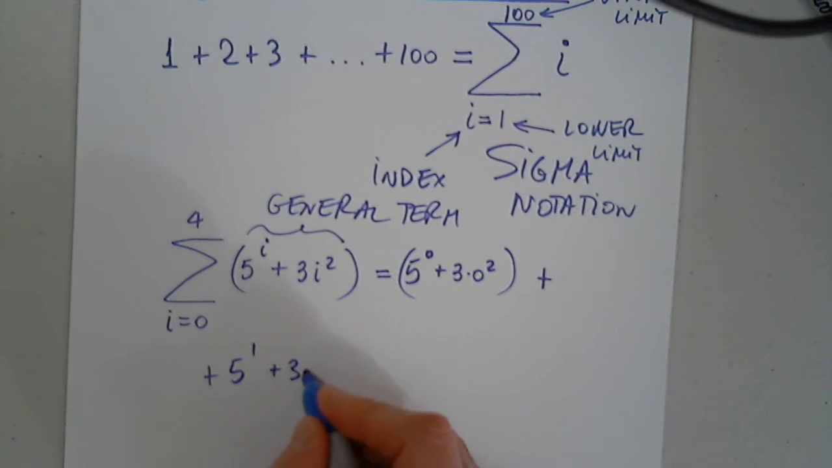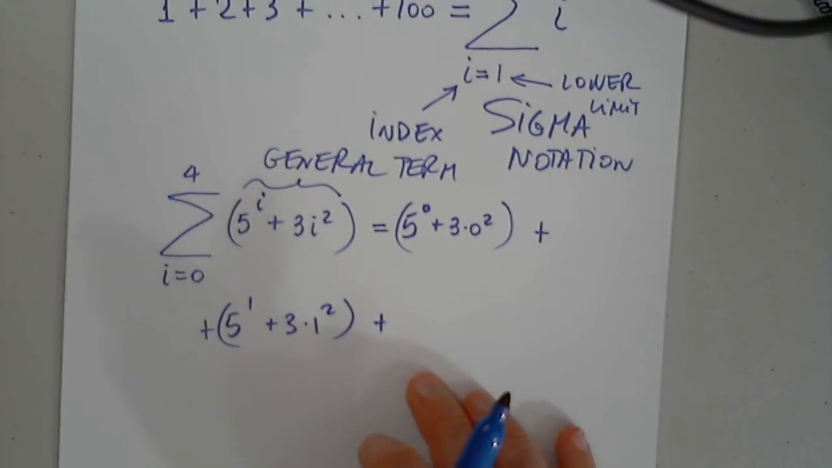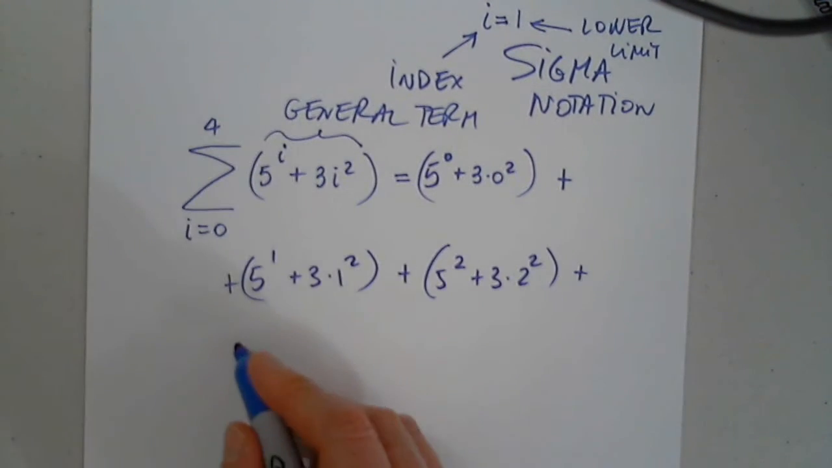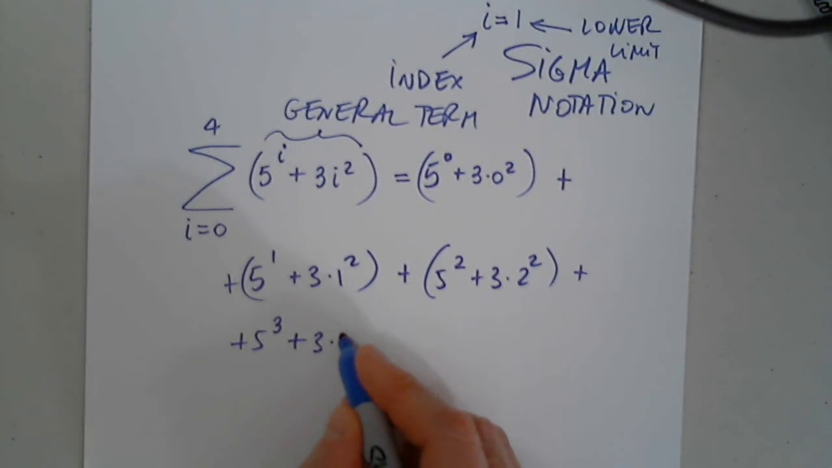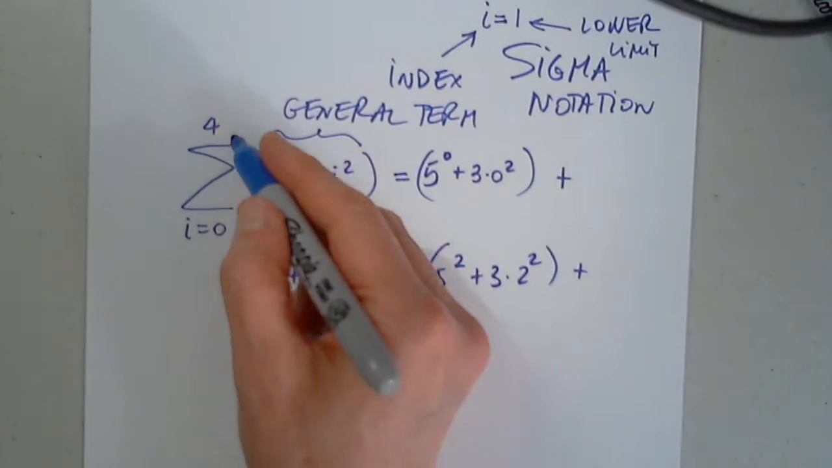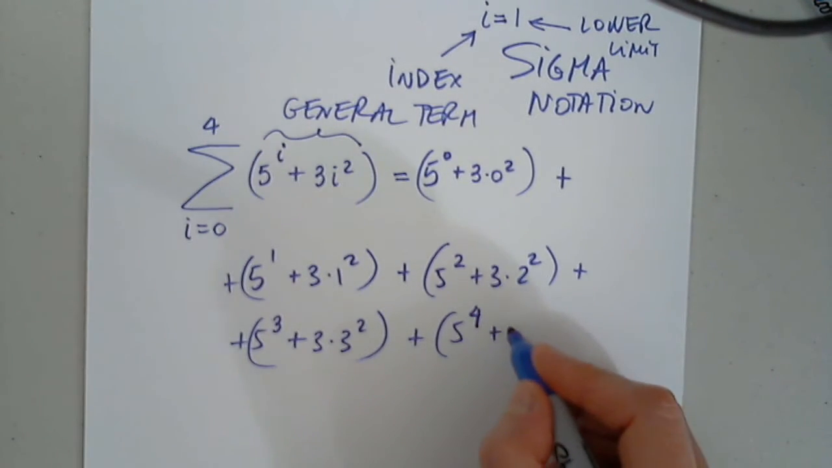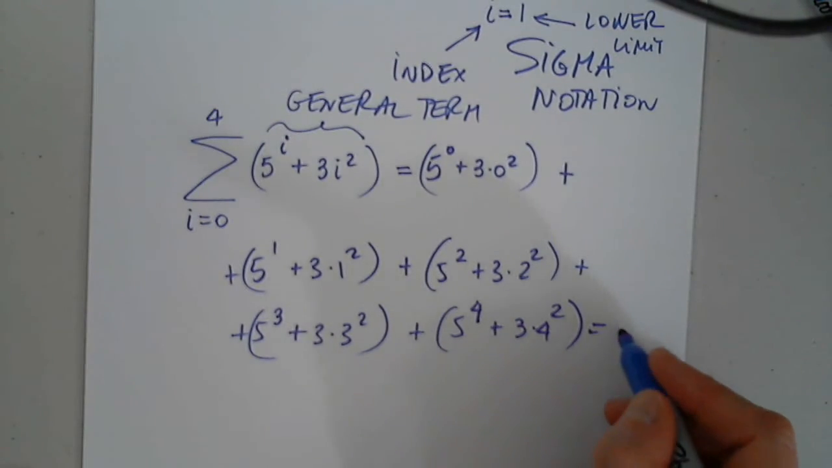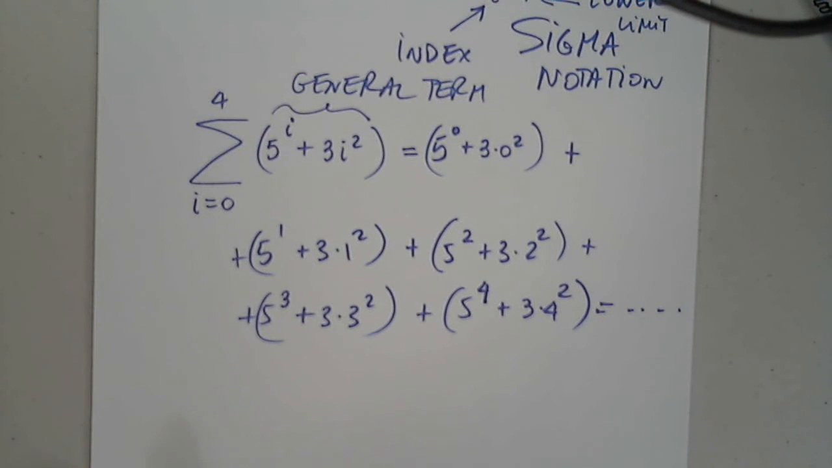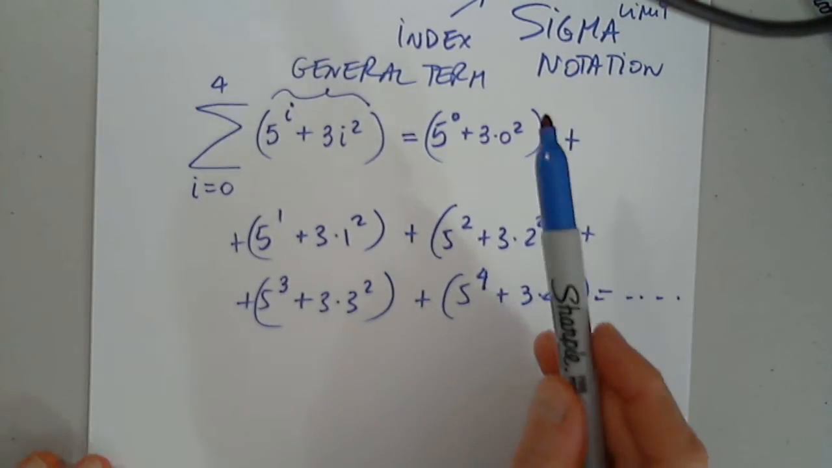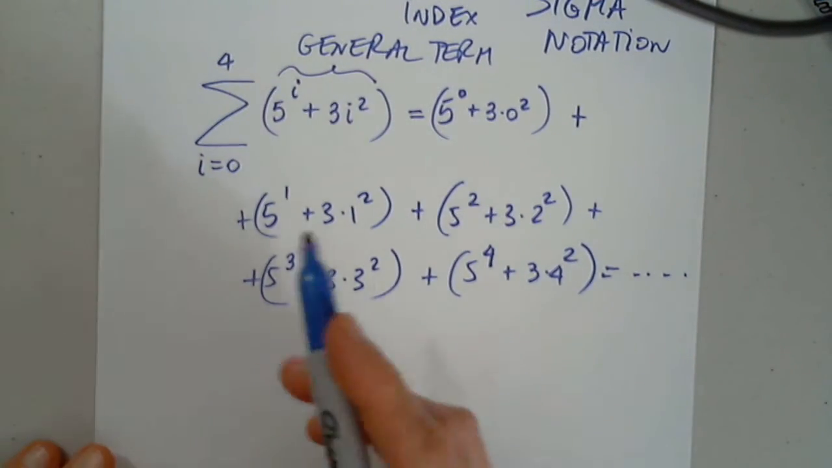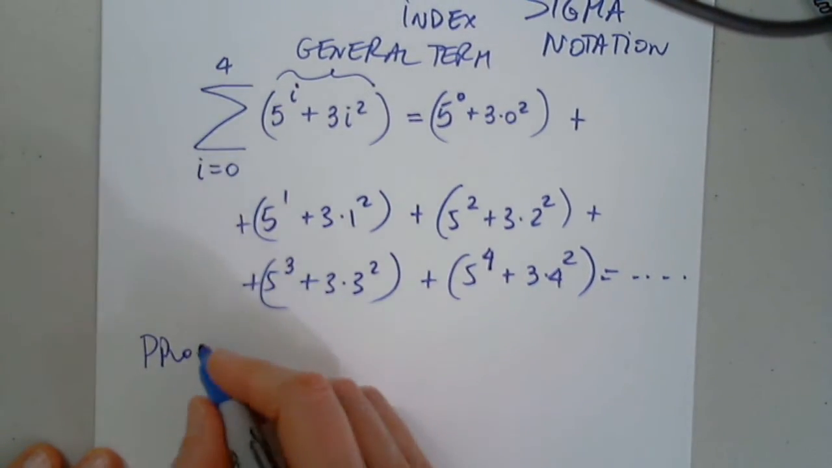5 raised to 1 plus 3 times 1 squared, plus. 5 raised to 2 plus 3 times 2 squared, plus. 5 raised to 3 plus 3 times 3 squared, plus the last one, 5 raised to the 4th power plus 3 times 4 to the 2nd power. And of course, I can calculate and determine the number. Notice that the moment we create a notation or we come up with something, properties follow. So there are two properties here of the sigma notation.